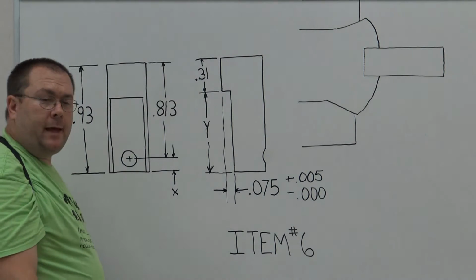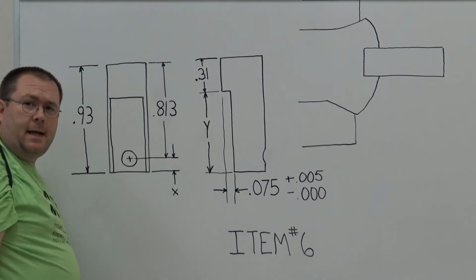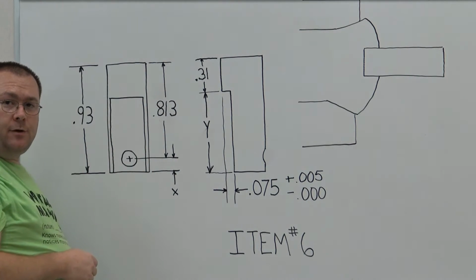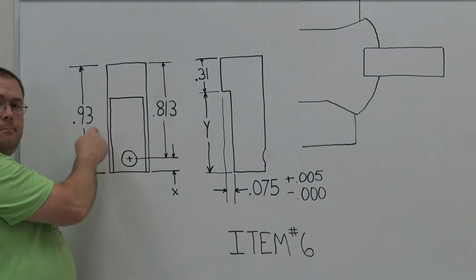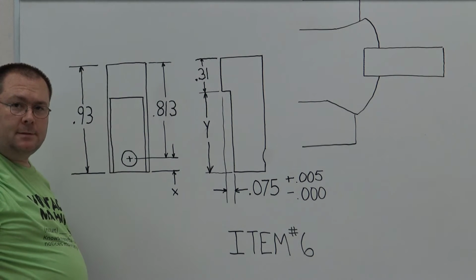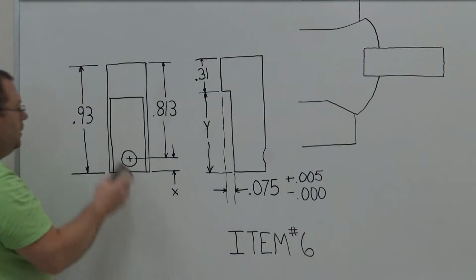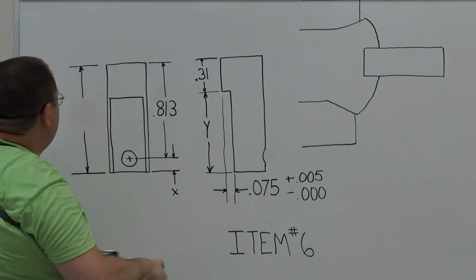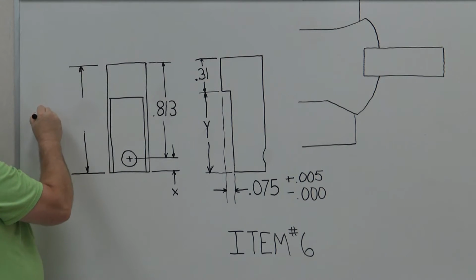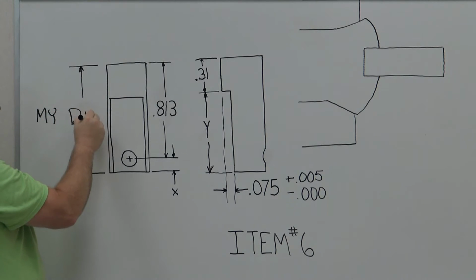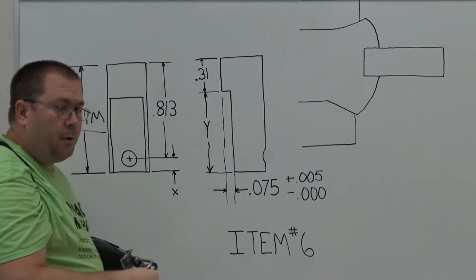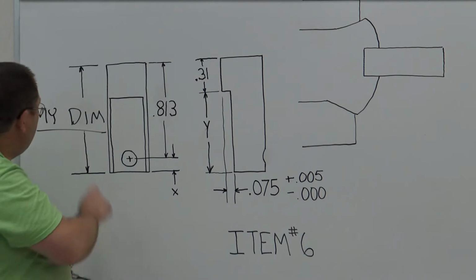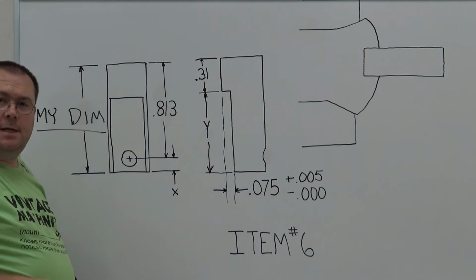How's the best way to do that? Well, if I take 930 minus 310, that comes up with a value, right? It does, but it's not an accurate value because your part may not be 930 thousandths. So I'm going to erase 930 and write in my dimension. You're going to take your part drawing when you're making this part, scratch out 930, and write in what your actual dimension is.